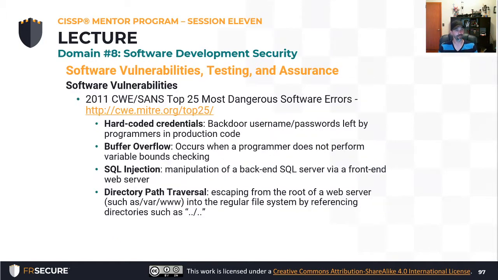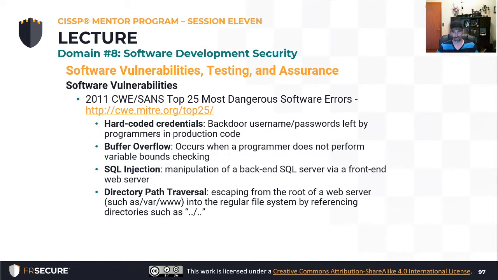Software vulnerabilities testing and assurance. So this is MITRE, CWE, and SANS, right? Top 25 most dangerous software errors. Still pretty much the same as they have been. Just like with passwords and other security issues, we haven't seen the improvement we would like to. So anyways, hard-coded credentials, that's a no-no. Don't do it. Please don't do it.